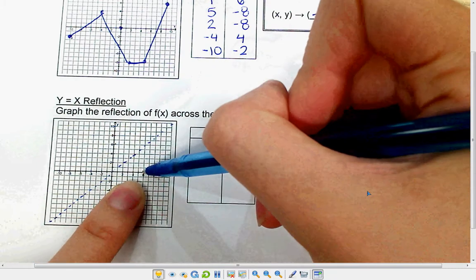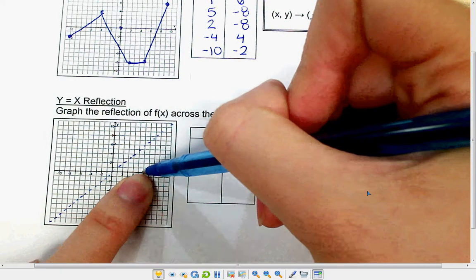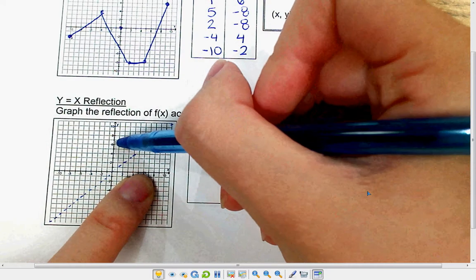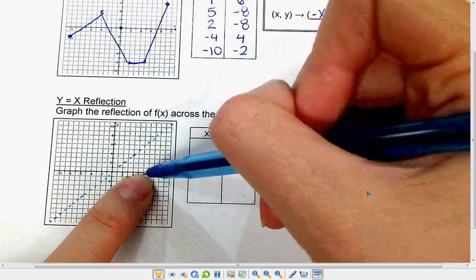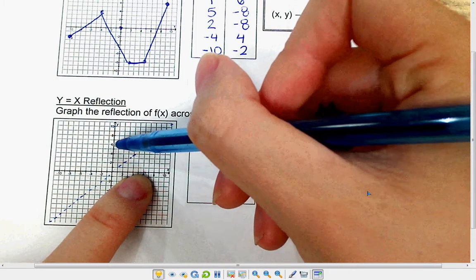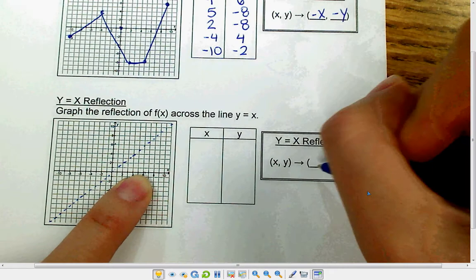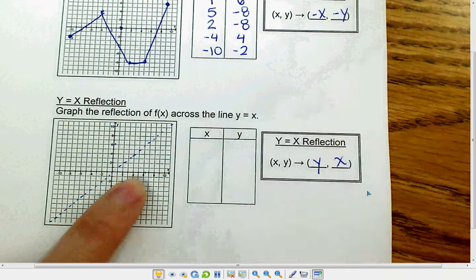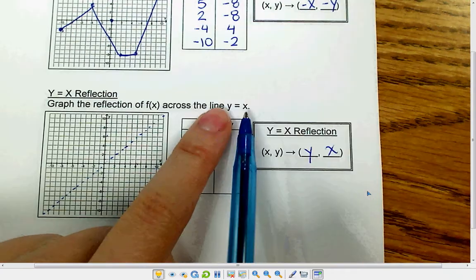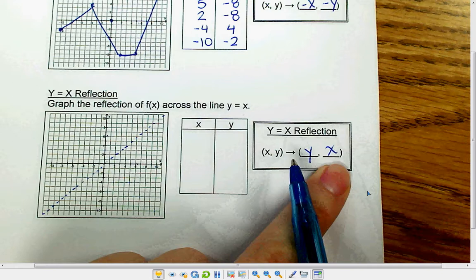So really what happens is if I start off with a point 6, 0, I flip it up here, it ends up being 0, 6. So it goes from the x-axis to the y-axis. What's happening here is you're changing the place of x and y. So when you reflect across the line y equals x, you're switching the order of your x and your y.